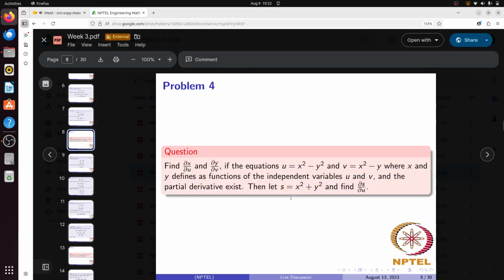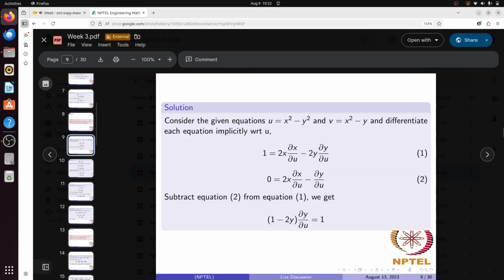Now you need to find del x del u and del y del v if the equations are u equal to this, and x and y are defined as functions of the independent variables u and v, and the partial derivatives exist. Then let s equal to x square plus y square; you need to find del s del u. This may be a bit tricky. From the naked eye you can understand that we need to apply the chain rule. Consider the given equations u as x square minus y square, v as x square minus y. You take implicit differentiation with respect to u as well as with respect to v.